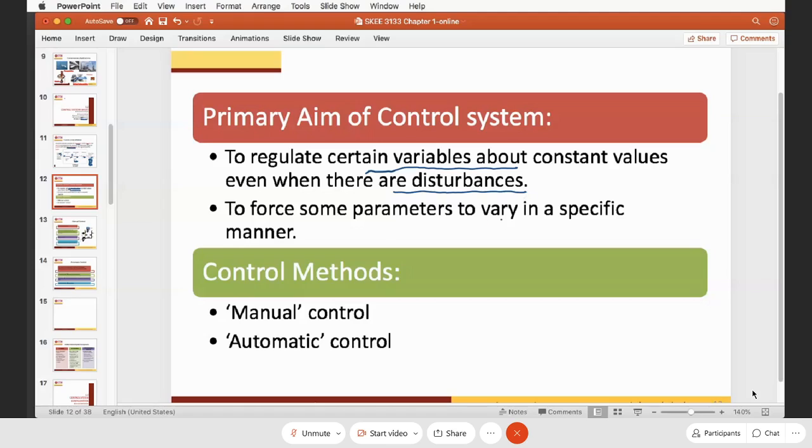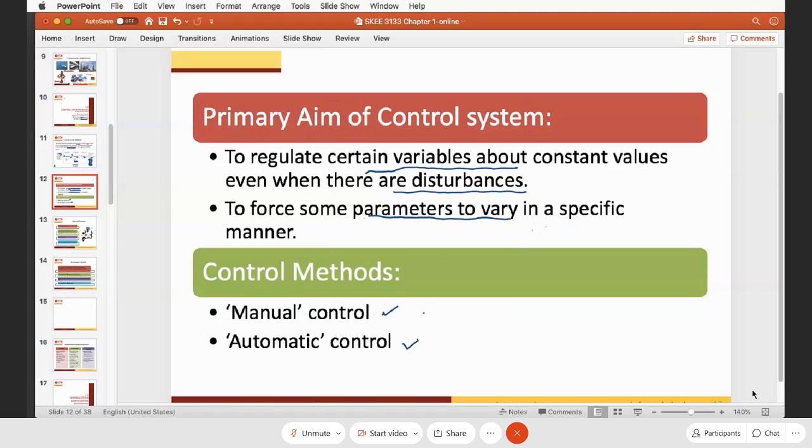To force some parameters to vary in a specific manner. So sometimes we force some parameters, something like voltage, current, to vary in whatever way that we need, in some specific manner. So maybe your control can be manual or maybe automatic. What is manual? Manual, we humans control the opening of the valve.